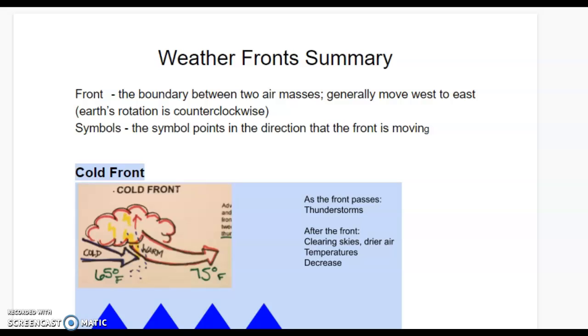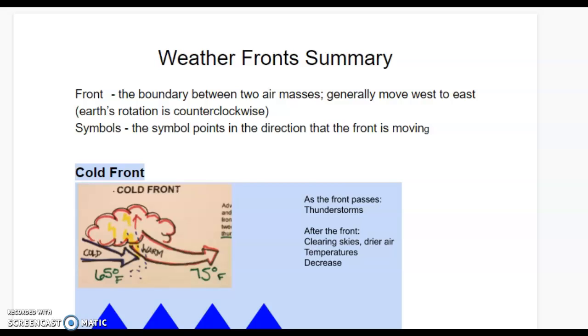Weather front summary. A front is the boundary between two air masses. In the United States, these fronts generally move from west to east because the Earth's rotation is counterclockwise. Remember the Coriolis effect. The symbols below represent the different types of fronts.